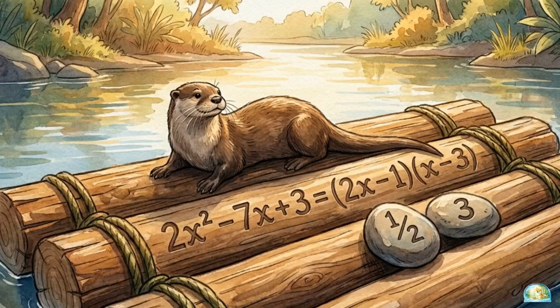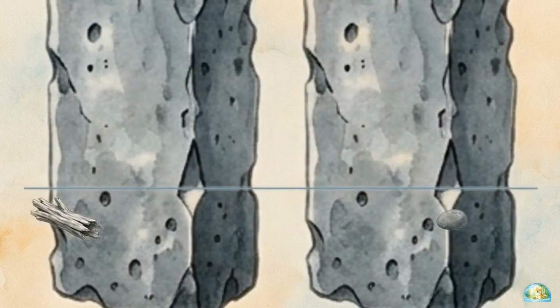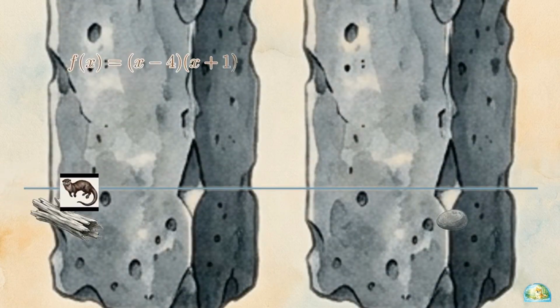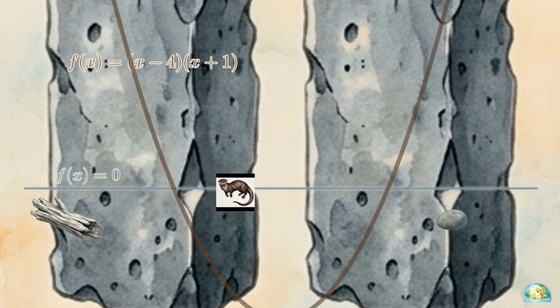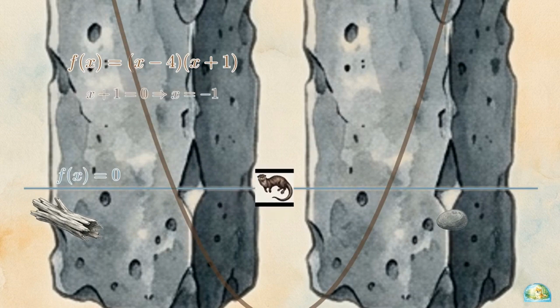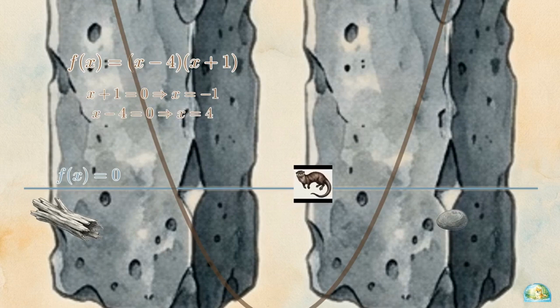2x squared minus 7x plus 3 equals 2x minus 1 times x minus 3, so the zeros are 1/2 and 3. At the zero gates, algebra meets the landscape. If f of x equals x minus 4 times x plus 1, where exactly should the graph cross the x-axis? Graphically, the zeros occur at the x-axis, where the height, or output of the function, is exactly 0. These factors are 0 at x equals 4 and x equals -1.